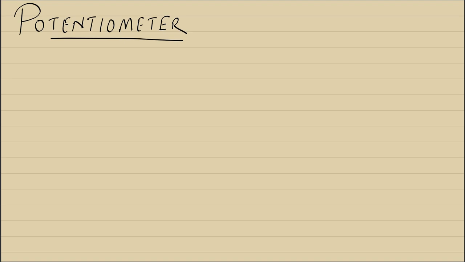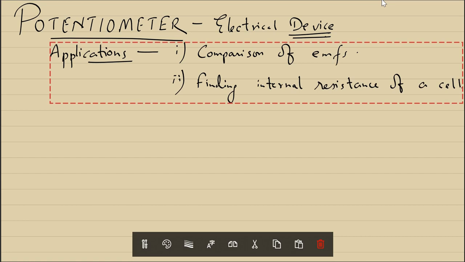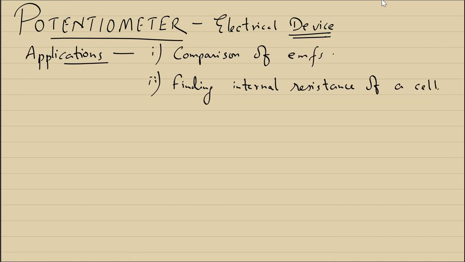Potentiometer, as most of you must have already heard, is a kind of electrical device. It has many applications, but as far as our curriculum of 12th standard or JEE or NEET is concerned, we only need to study two applications: first, comparison of EMFs of two cells, and second, finding the internal resistance of a cell.